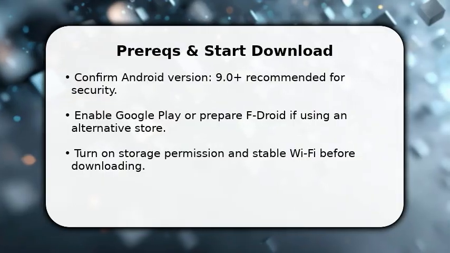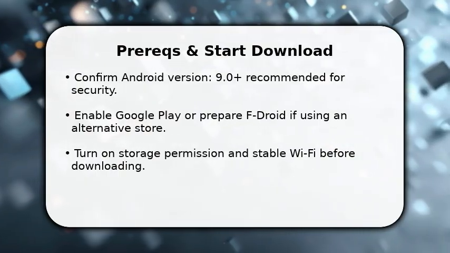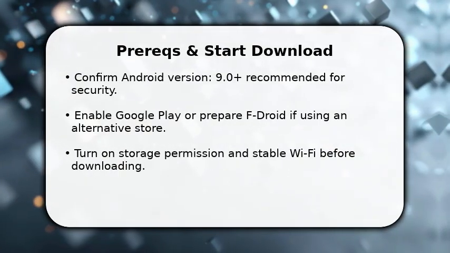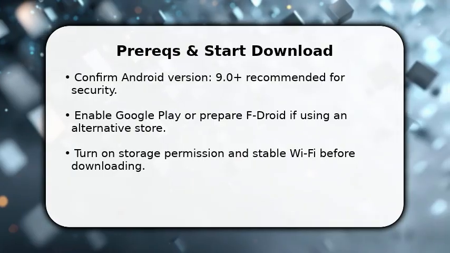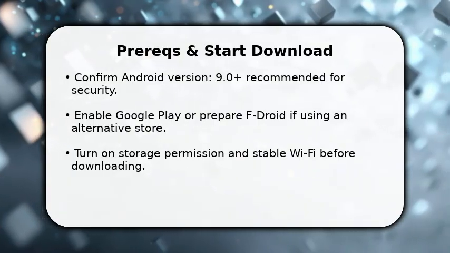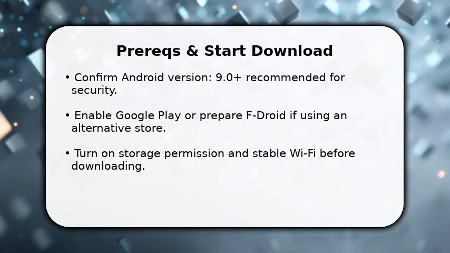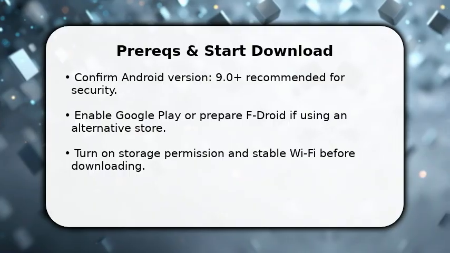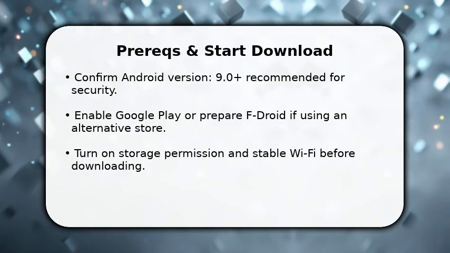You begin by verifying prerequisites. Make sure your device runs Android 9.0 or newer, and you have a stable Wi-Fi connection. Once done, open Google Play or install F-Droid if you prefer open source stores. This matters because official builds are vetted. You will allow storage and network permissions during install, so enable them now. This speeds the process and avoids interruptions.